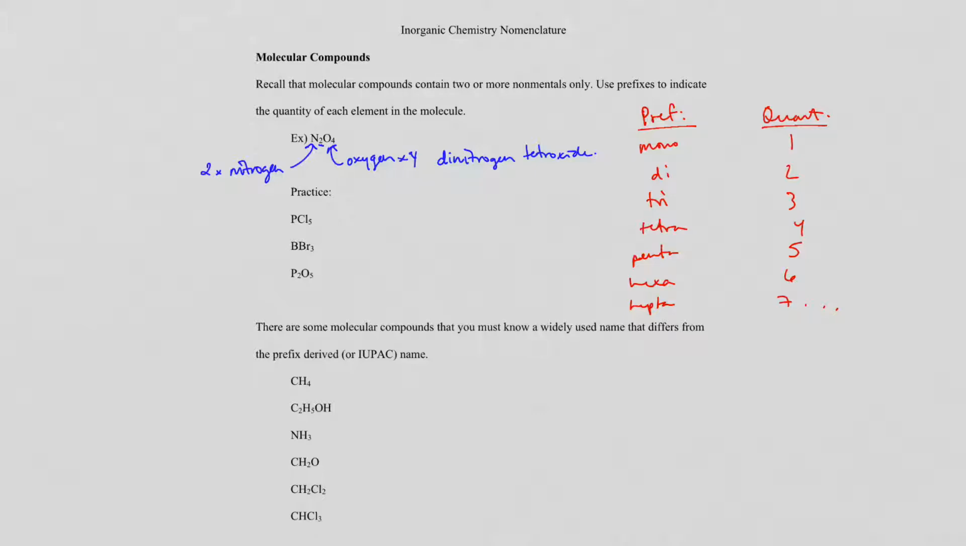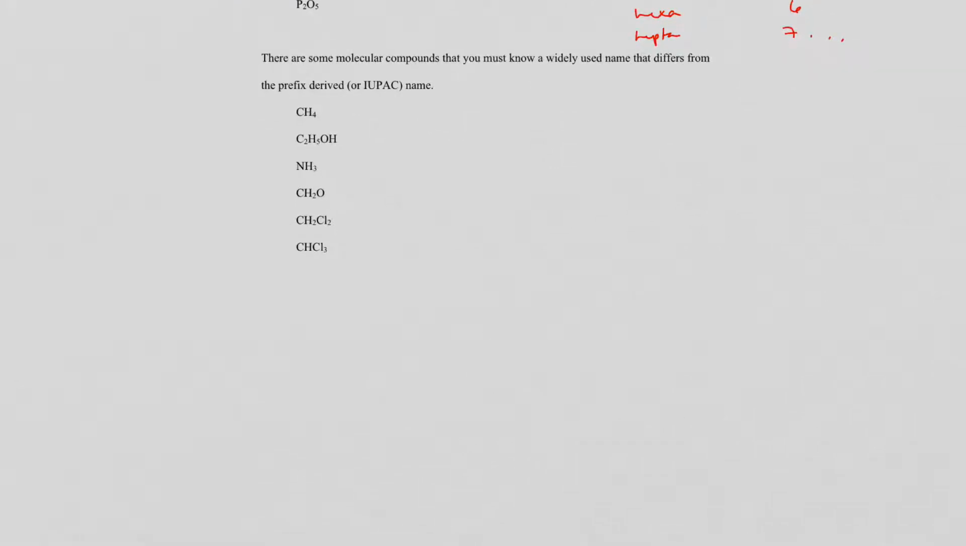So, there are some molecular compounds that have widely used names that differ from their systematic naming, right? The first one, if you haven't seen this before, you say, oh, that's carbon tetrahydride. No, it is not. It is actually a very, very common gas, methane gas, natural gas, and this is what you use in your Bunsen burners in lab. So, we just always write that CH4 is methane. And that actually functions in basic organic chemistry nomenclature that we will talk about in organic chemistry videos, or in your organic chemistry class, but not right now.